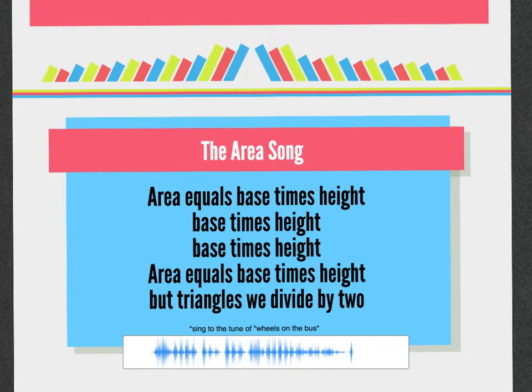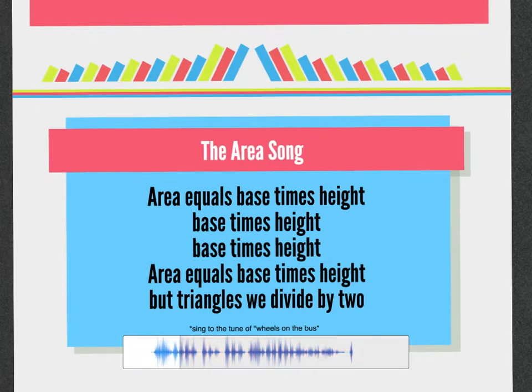The other thing to know is that you can also talk about area as length times width. Those are synonyms that you can interchange with base times height. So it would be area equals length times width, and so on. But here is the song to help you remember the formula.